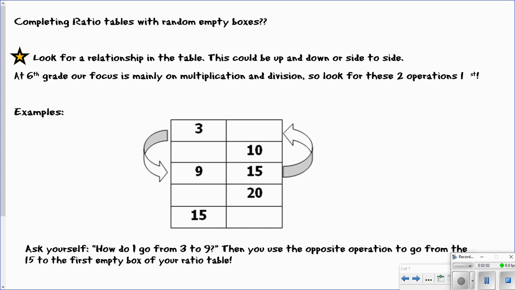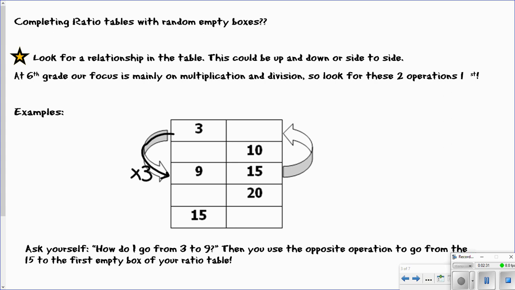Completing ratio tables with random empty boxes. First, you're going to look for a relationship in the table. This could be up or down or side to side. In 6th grade, our focus is mainly on multiplication and division, so look for these operations first. So here's my example. When I'm missing boxes, I find 2 boxes that I can connect to one another. In this case, I can connect the 3 and the 9 through multiplication, and that would be times 3.